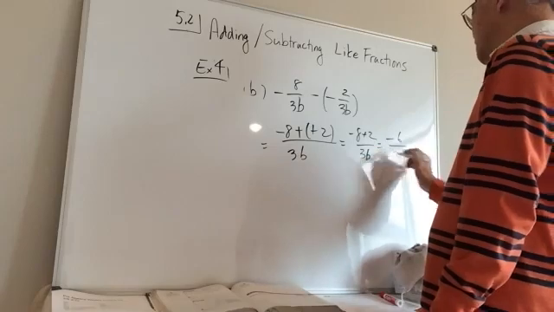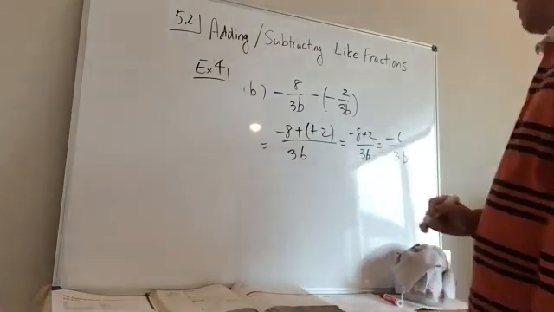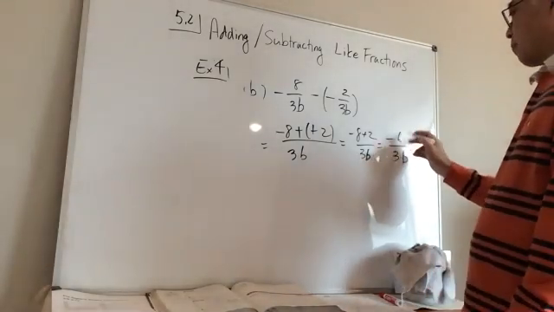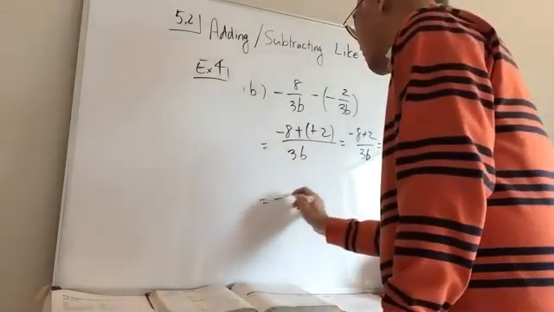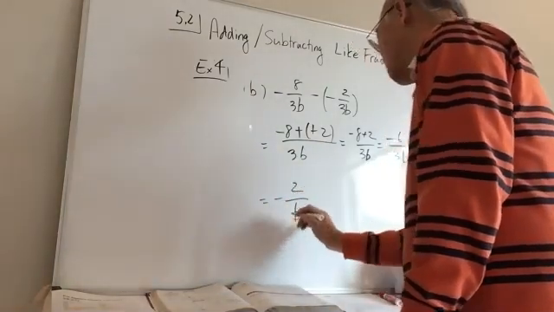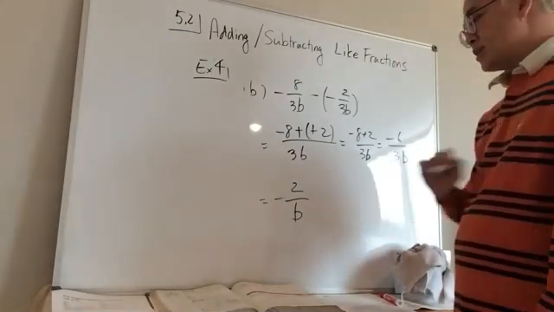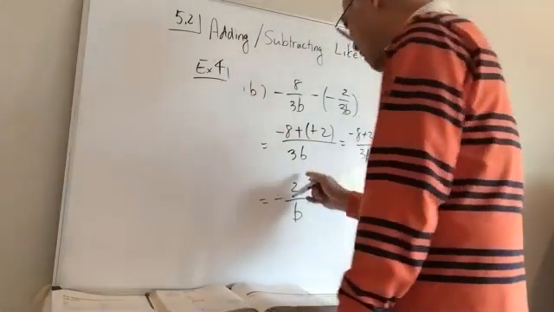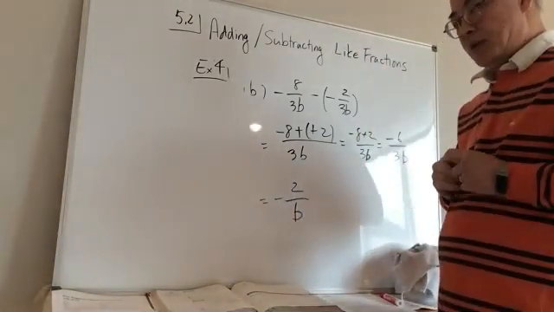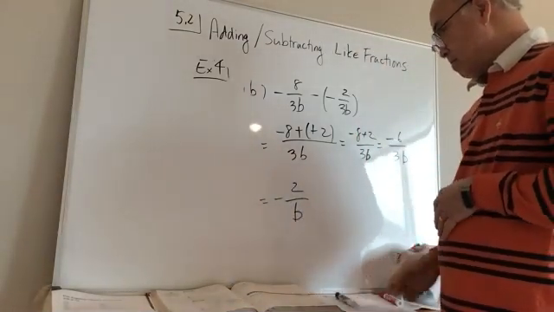So now I can divide top and bottom by 3, negative 2 over b, right? Because this basically becomes 1 times b. 1 times b is just b. So we're going to get negative 2 over b. Okay, so we're done with that.